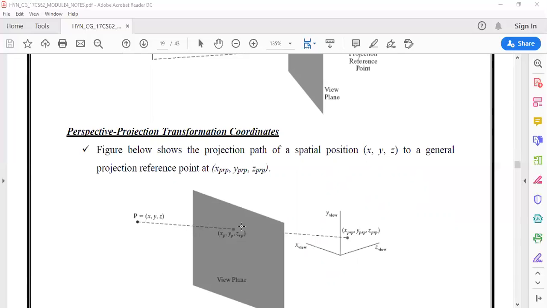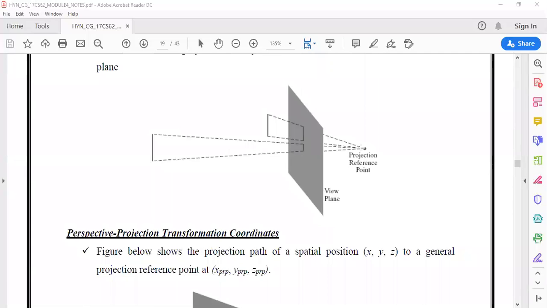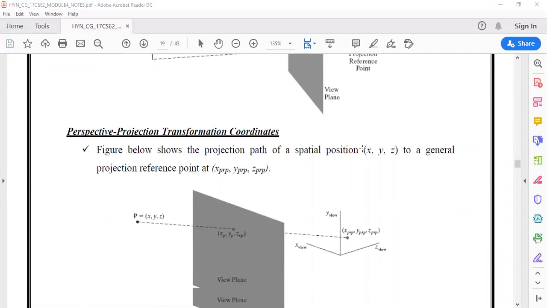Then now, what is the projection reference point? The projection reference point is some point which is far from the view plane, right? It is somewhere here. It is after the view plane. I will have a point. That point will be incident on the view plane, and all the lines of that particular object converge at one point, right? So always the projection reference point will be at a very far distance, right?